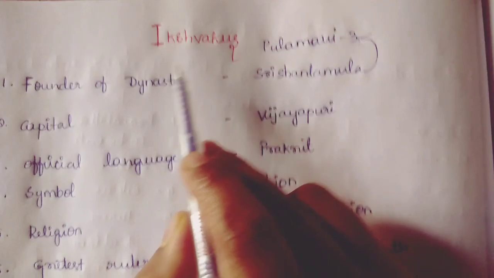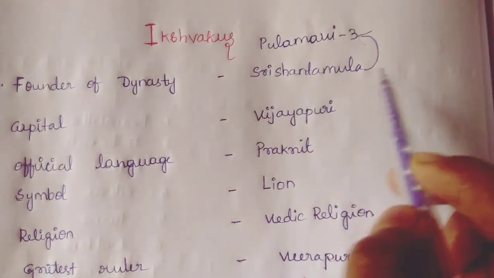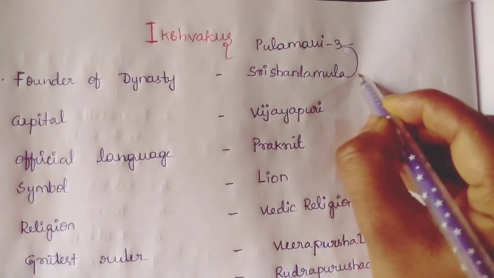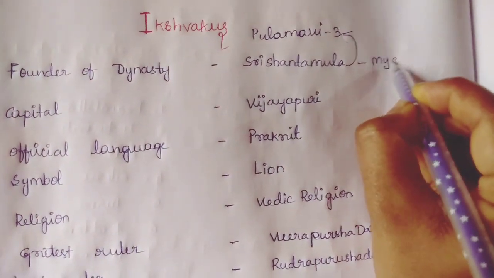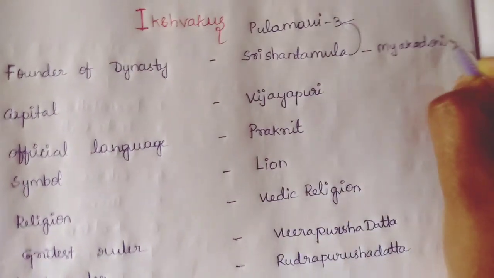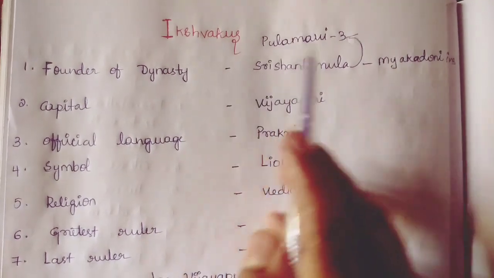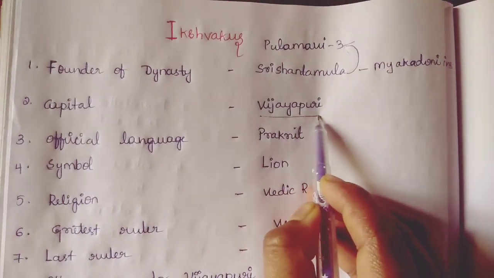And coming to the Ikshvaku Dynasty, the founder of the dynasty was Sri Shantamula, and we get this through the Maikaduni inscription. Next, the capital of Ikshvaku was Vijayapuri.